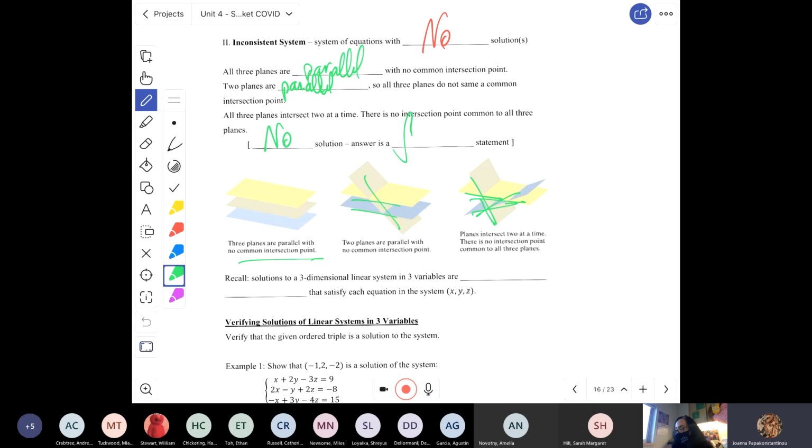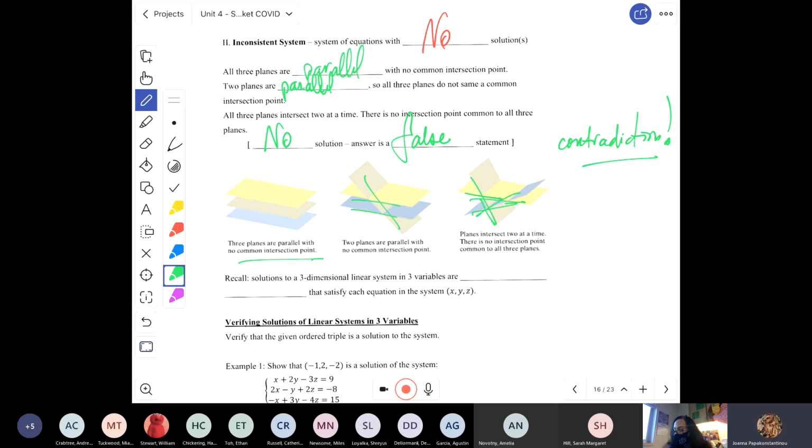How do you recognize this when you're solving a system algebraically? You get a contradiction. As soon as you see a contradiction in your system, when you're trying to solve it, that clues you in, there is no solution.